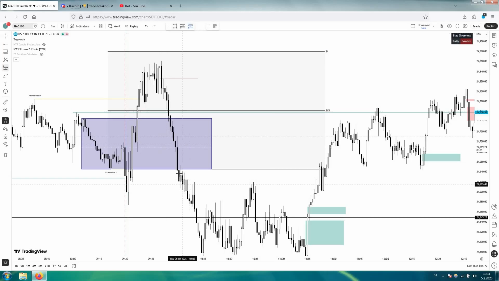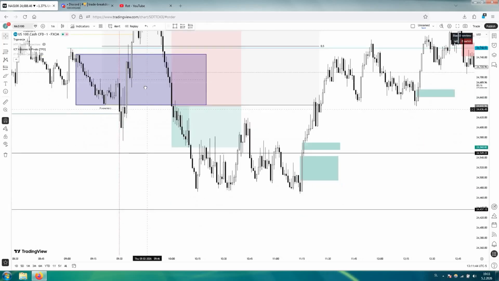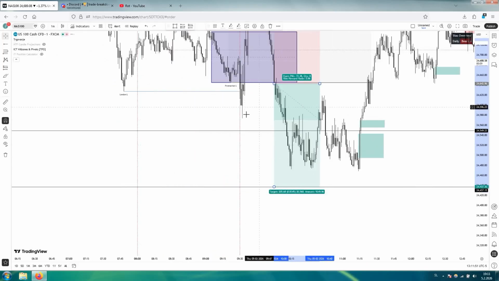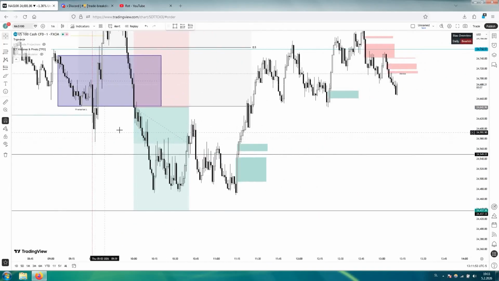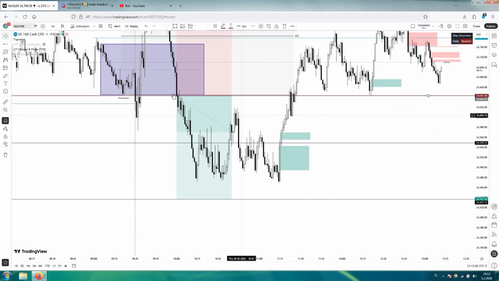So when that happened, I pressed short and put my stop loss above the equilibrium. I was targeting more or less a 1-to-1 risk reward ratio, which was somewhere here, and then I let the price run. What happened afterwards? Once I hit 0.5 on the trade, I took half of the position off and moved my stop loss to break even. Let me add that.